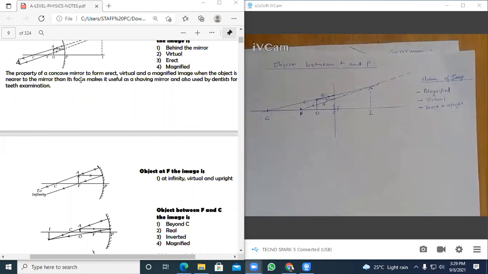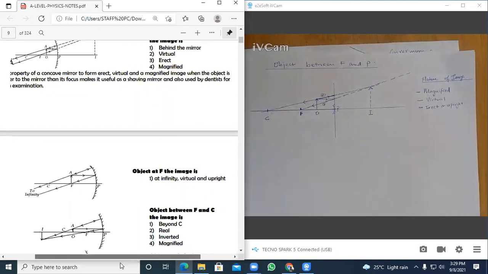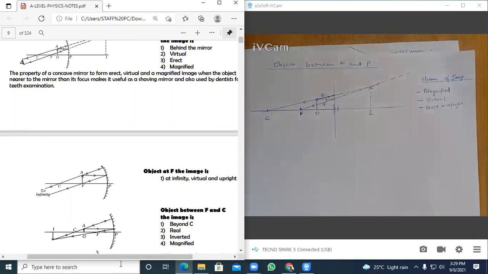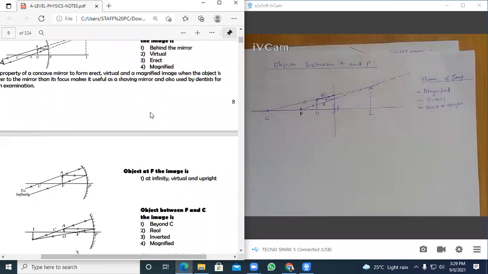So the property of concave mirrors to form erect, virtual, and magnified images when the object is placed nearer to the mirror than its focus makes it useful as a shaving mirror. So a concave mirror is used as a shaving mirror when the object is placed between the focal point and the pole of that mirror. Also, it is used by dentists for teeth examinations.